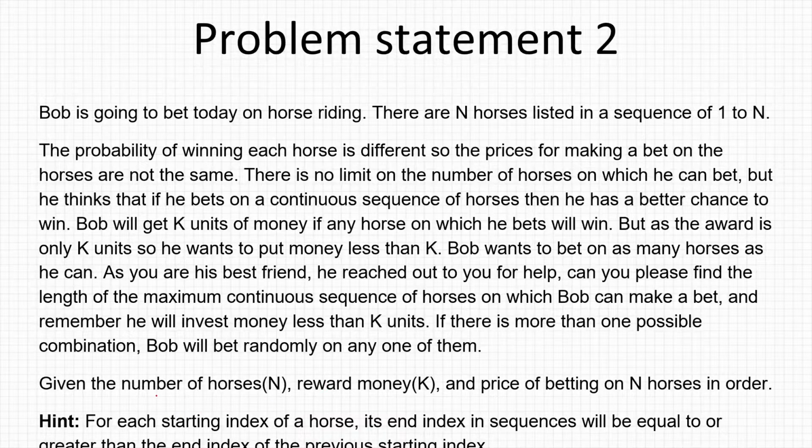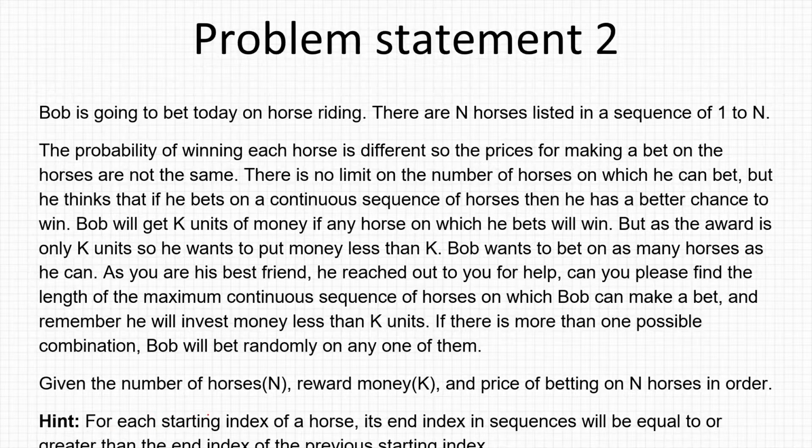They give the number of horses n, the reward money K, and the price for betting on the n horses in order. So the reward money is K, the amount Bob will get if he wins the bet. The number of horses is n. For the hint they have given, please be careful in reading each sentence of the question.